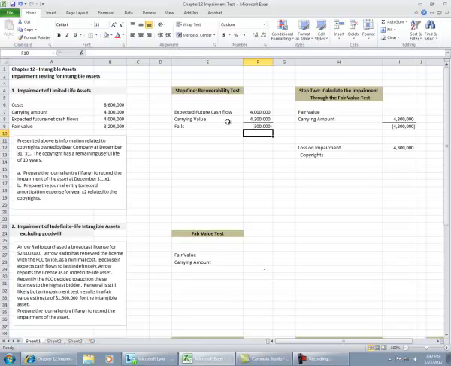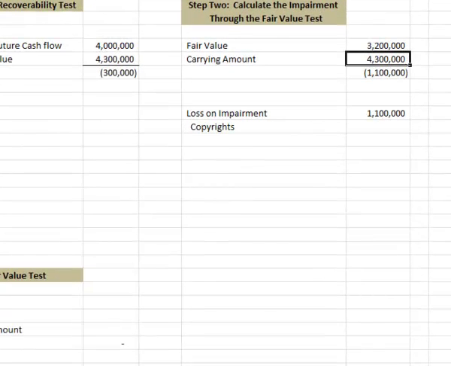If we failed this test, we move on to step 2, and that's where we calculate the actual journal entry. So $300,000 is not actually booked. It's just helping us decide that, yeah, we've got a problem. We're going to move on to step 2.